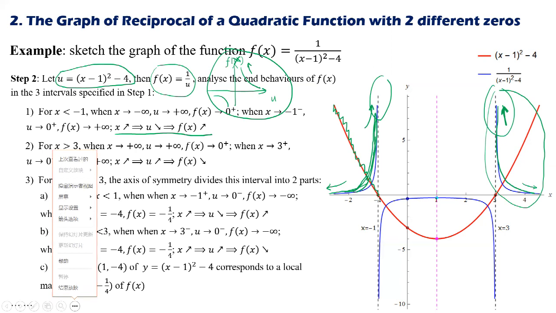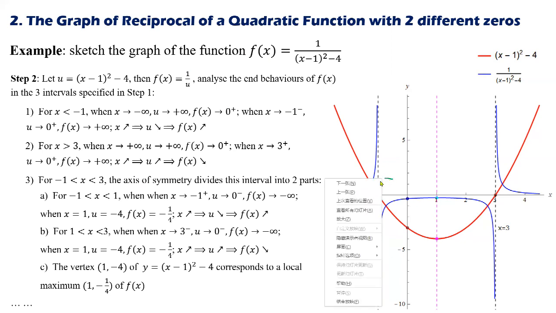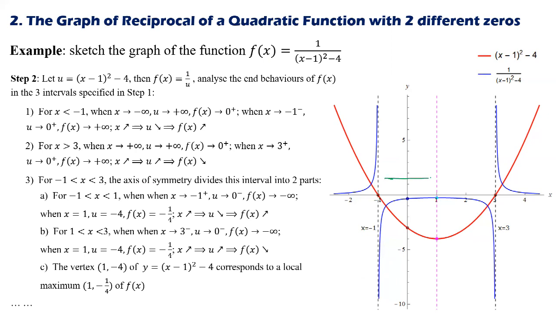Okay, so now let's have a look at the branch in the middle. That means when x is greater than -1 and less than 3. So in this interval, the axis of symmetry divides this interval into two parts. First of all, for x greater than -1 and less than 1, sorry. That means this interval here.